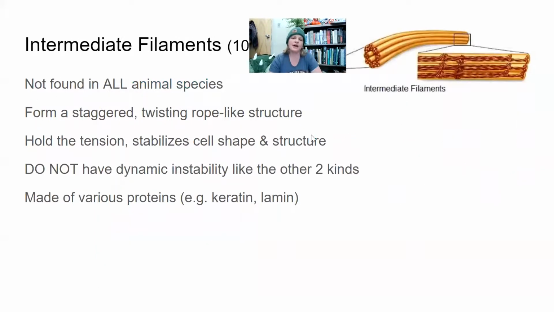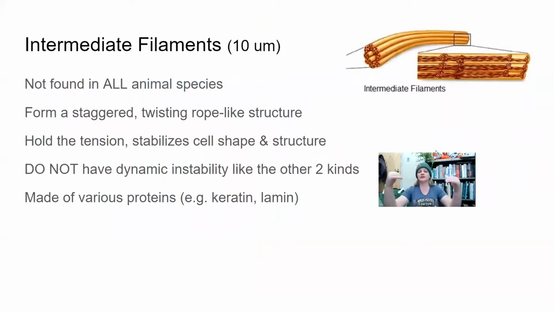All right. Now we're going to switch to the intermediate filaments. These are about 10 micrometers, or microns. So these are less than half of the width of the ones that we just talked about. Not all animal species have these, but most of them do. And they form this staggered twisting rope structure.